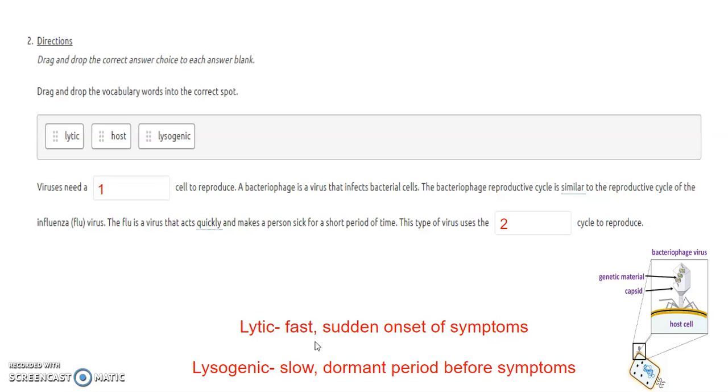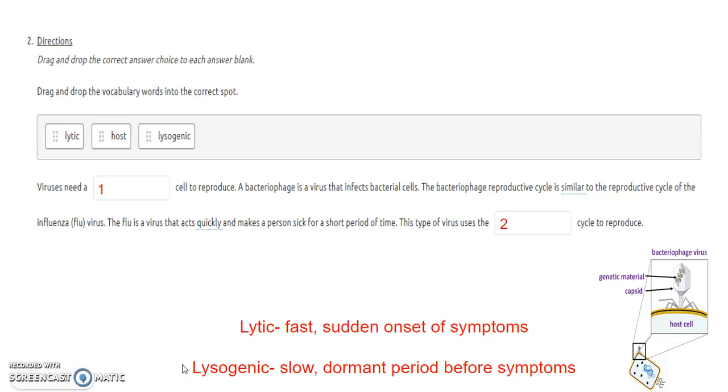So someone that gets like the flu virus, how it's talking about up here, you generally start seeing symptoms within a couple of days, which we consider fast. So that would be the lytic cycle. The lysogenic cycle, this one's going to be slower. There's basically like a dormant period before someone starts showing any symptoms of being sick with the lysogenic cycle.